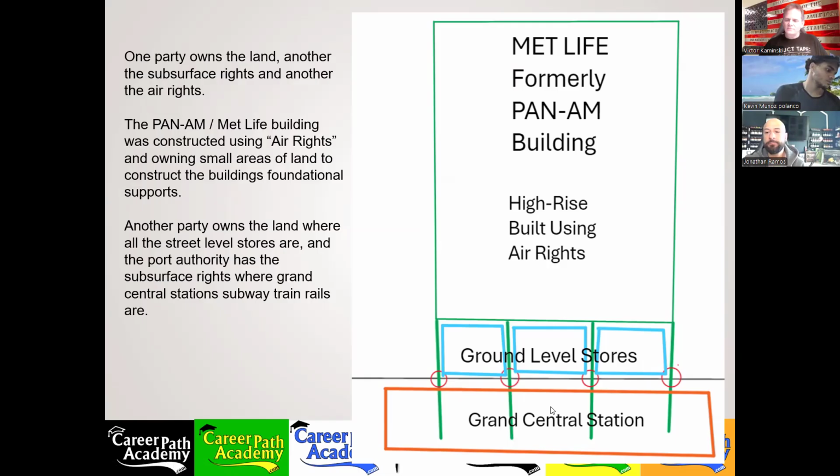One that owns the train station beneath the surface. You got storefronts at the ground level, and then you have an office building above that. But office buildings don't float and hover in the air, so they have to own small pieces of the land itself, to construct their foundational supports. If that makes sense to you guys.